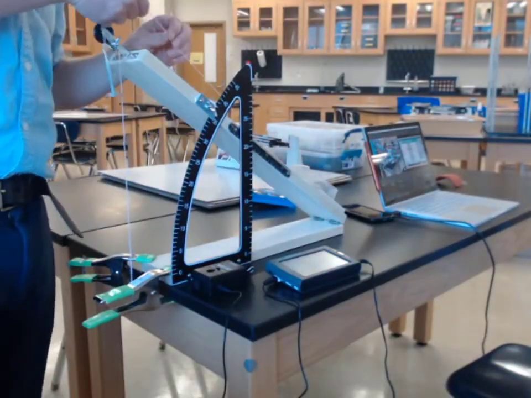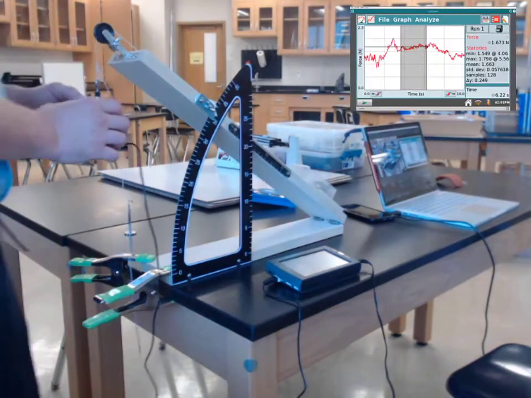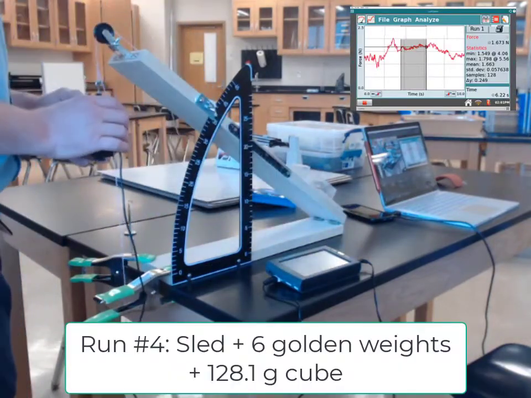I think this is run number 4. I've already lost count. So here we go. Let's see what we can get.